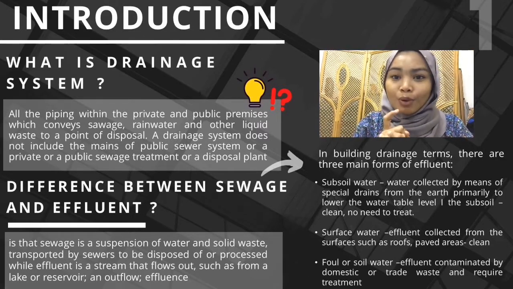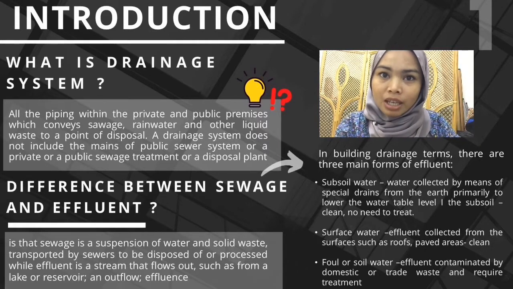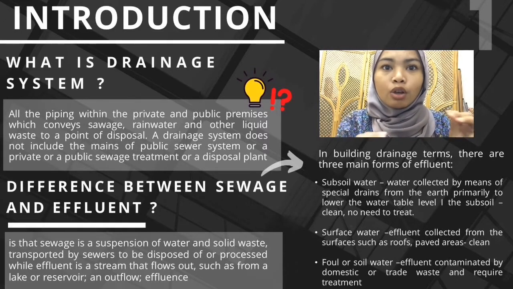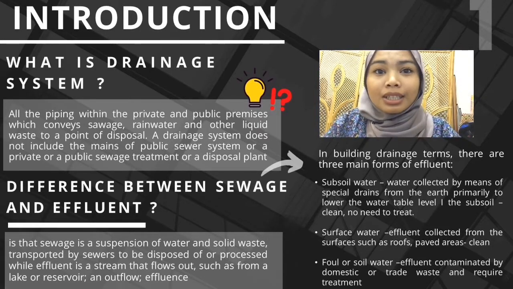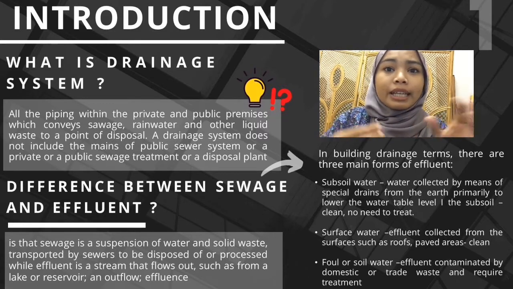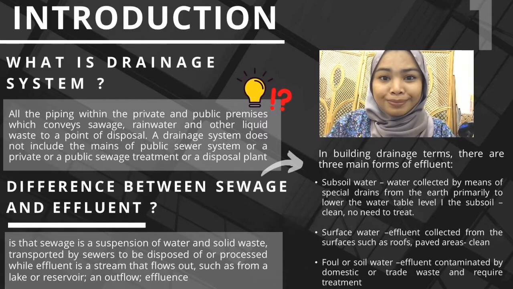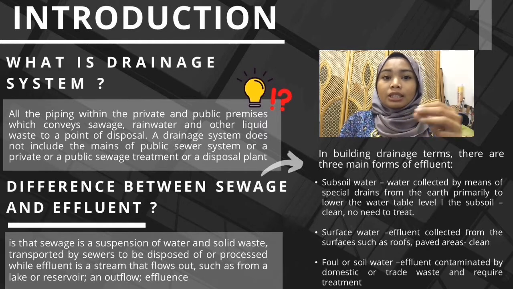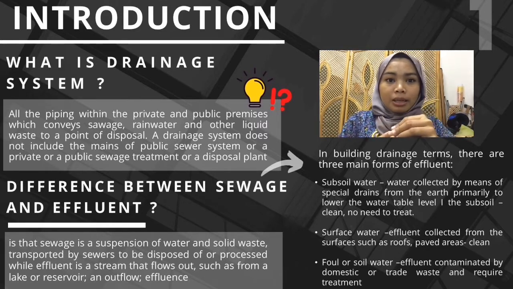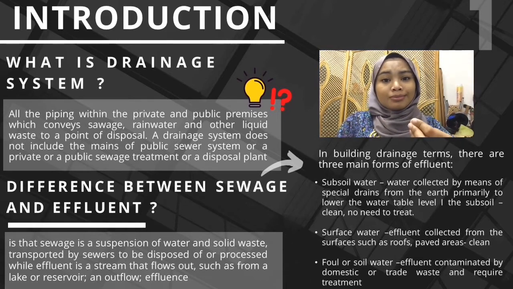Number one is subsoil water. Subsoil water is water collected by means of special drains from the earth, primarily to lower the water table level. It need not be treated. Second is surface water. Surface water is effluent collected from the surface, such as roofs and paved areas. And lastly is foul or soil water. Soil water is effluent contaminated by domestic or trade waste that requires treatment.